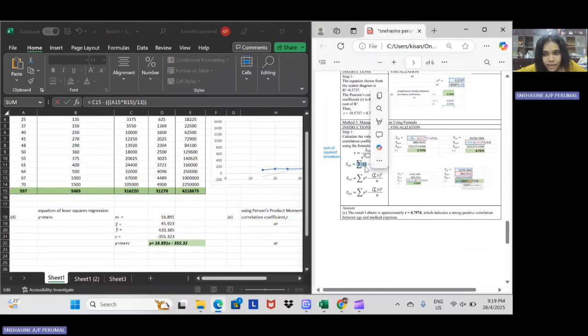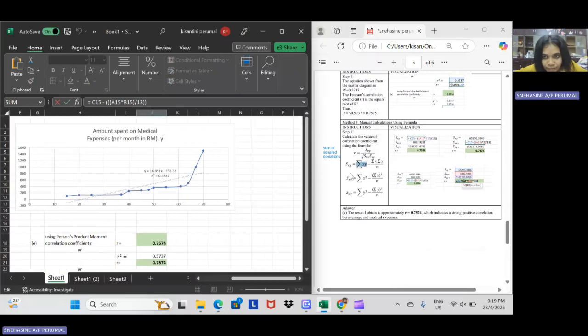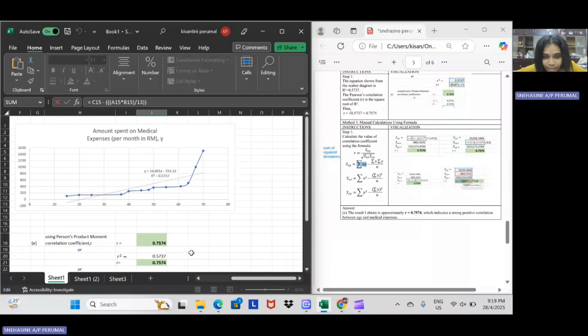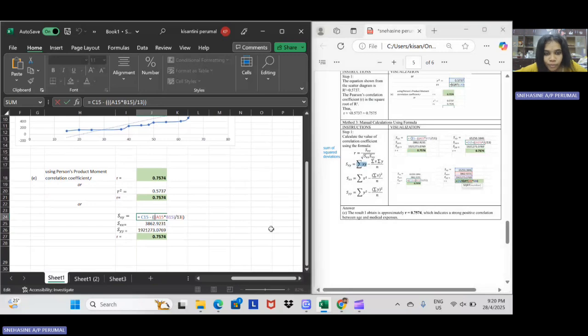Sum of XY. The sum of XY is 316,220 minus the sum of X, 597, in the red color, times the sum of Y, 5965, and then divided by N. So you will get this answer.